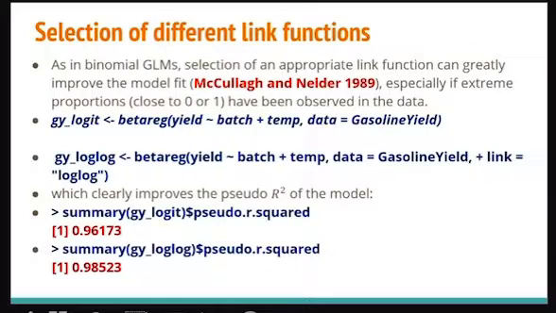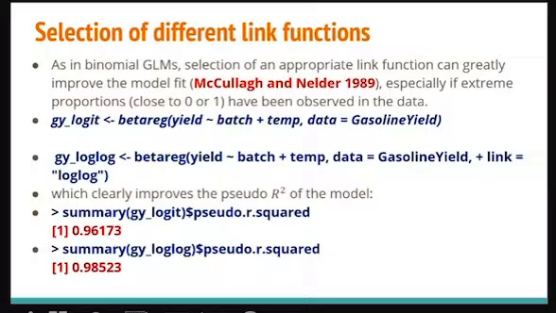Especially if extreme proportions are close to 0 or 1. Imagine you are working with data where the rate is very high or very small. By very high, I mean something very close to 1, like 0.9 or 0.8. Or you are getting something like 0.000-something that's very close to 0. When we are talking about extreme values for proportions or rates, if we want to improve the quality of our model, then we need to consider different kinds of link functions.